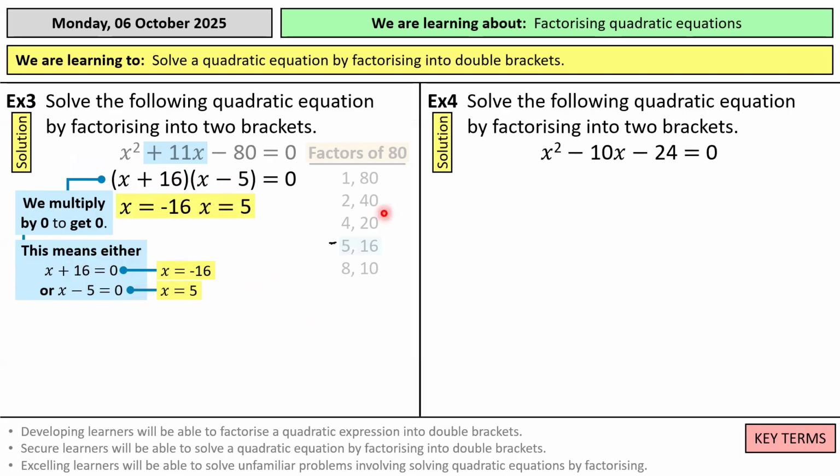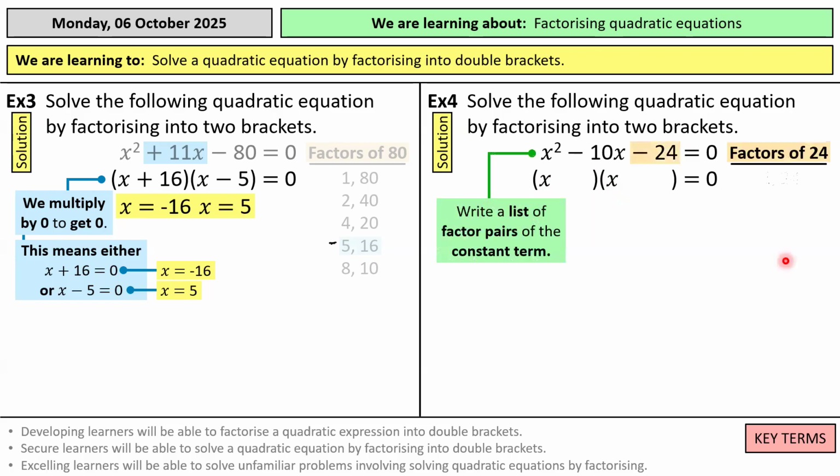Okay, let us look at this question. When you multiply two numbers, you should get negative 24, and when you add, you should get negative 10. The coefficient of x squared is 1. So as the first step, open two brackets and write x and x. Then we look for the factors of 24: 1 times 24 is 24, 2 times 12 is 24, 3 times 8 is 24. Anything else? Yes, 4 times 6 is 24, right?